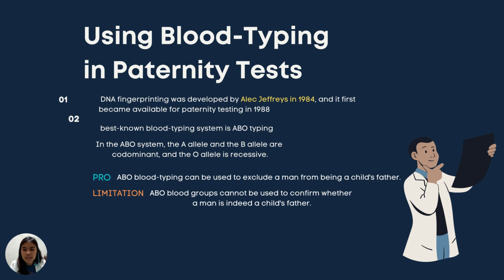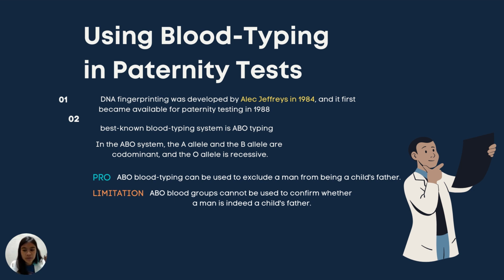In the ABO system, the A allele and the B allele are codominant, and the O allele is recessive. We've already discussed that in the previous topics. Thus, if a person's ABO blood type is O, he or she has two O alleles. If, however, a person's blood type is A, he or she has either two A alleles or one A allele and one O allele. Similarly, if a person has type B blood, this indicates the presence of either two B alleles or one B allele and one O allele. Finally, some people have type AB blood, which means they inherited both an A allele and a B allele.